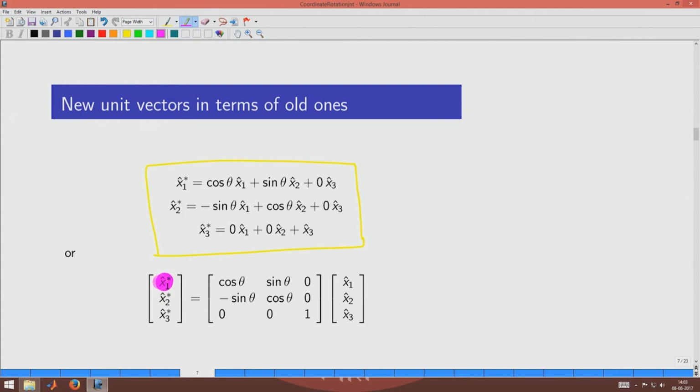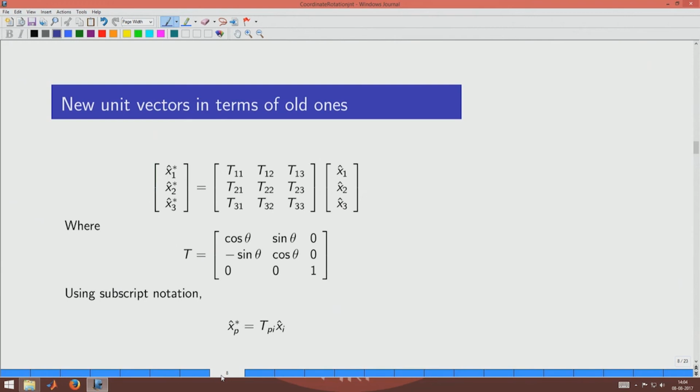So, x1 star is given by this multiplied by this, that is x1 cos theta plus x2 sin theta plus 0 into x3. That is how we are doing it. This is the typical way matrix multiplication is done in engineering mathematics courses, so this must be familiar to us. What we now want to do is write these expressions with some symbols, so that using the subscripts we know the positions. That is what we are going to do now.